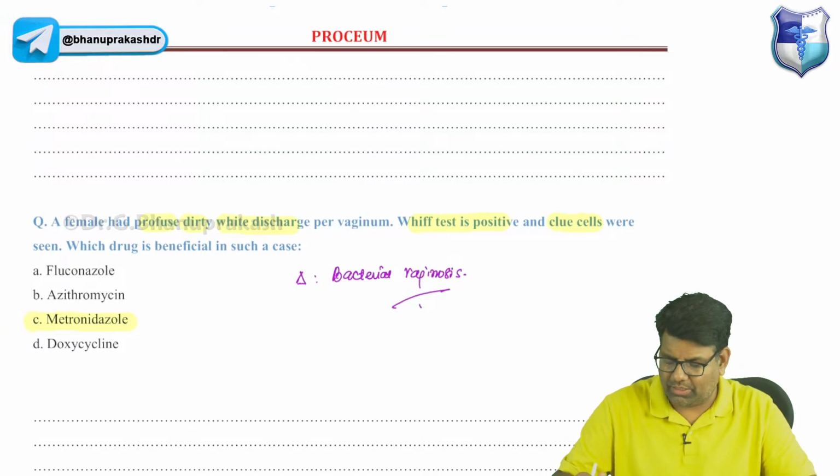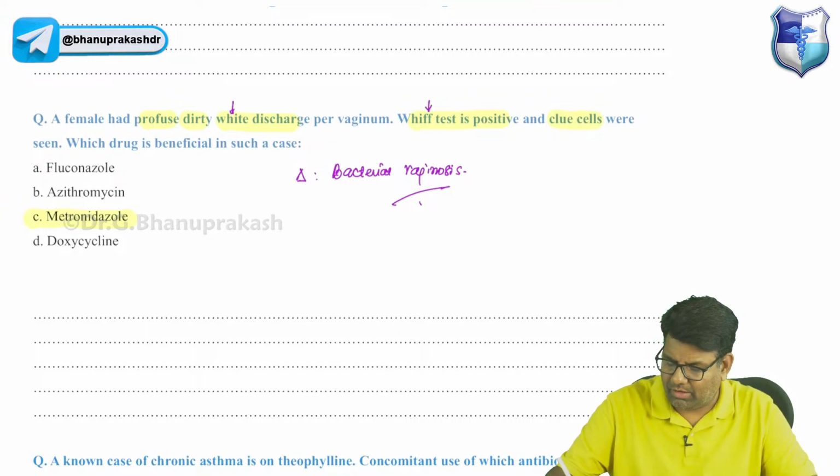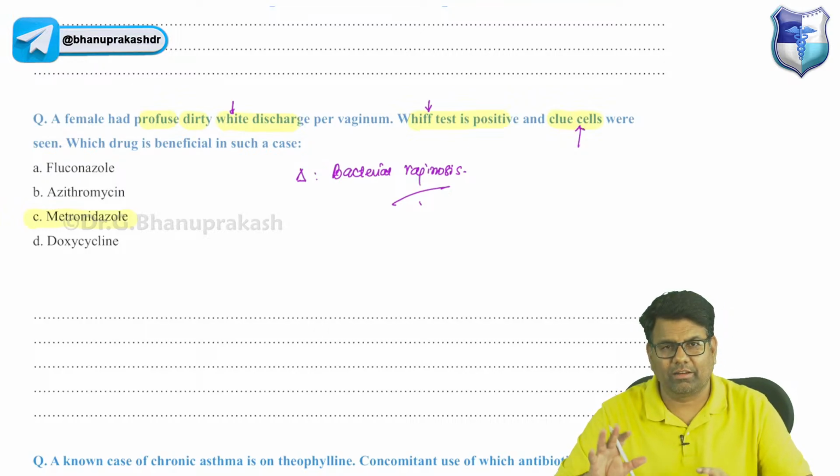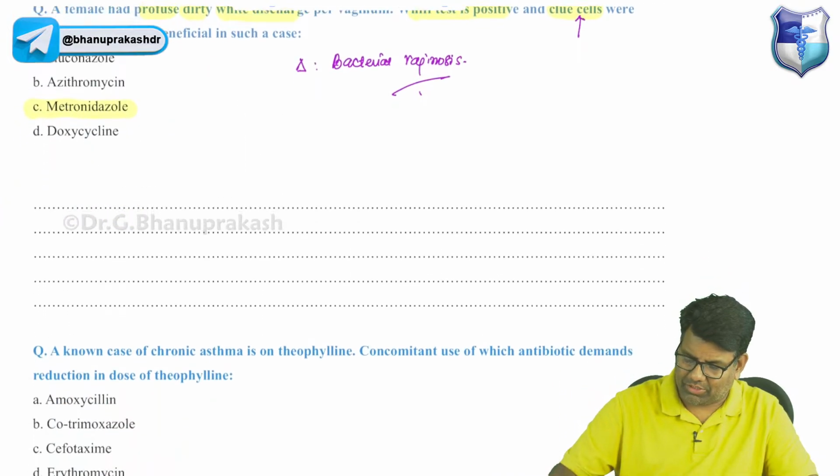This is a typical presentation of bacterial vaginosis where there is white discharge, positive whiff test, that is a fishy odor, and clue cells, where the vaginal epithelial cells are covered by the bacterium and they lose their definite borders. So this is bacterial vaginosis.